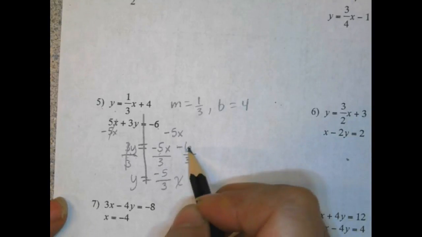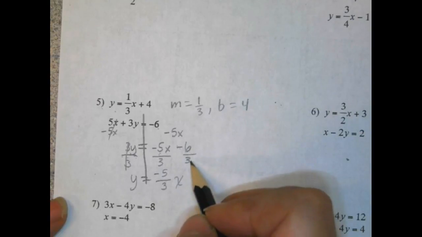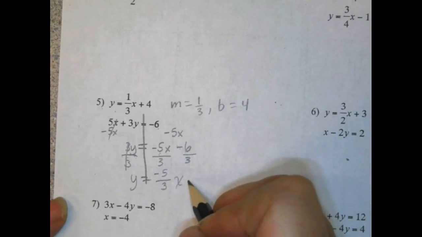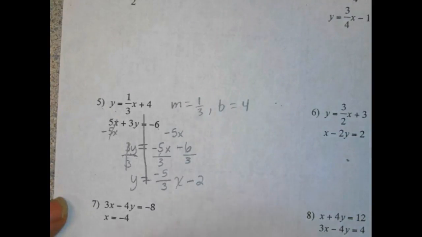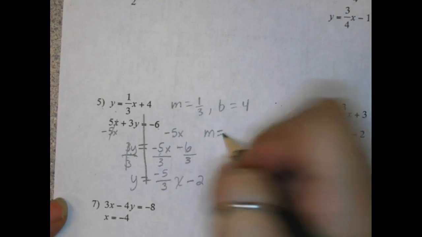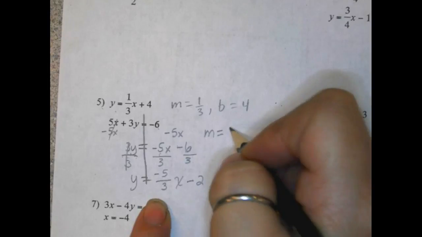Now I have a negative 6 divided by 3. I can divide that, right? A negative divided by a positive is what? What kind of number is it? It's a negative. 6 divided by 3 is 2. So now I can go up here and say that my m is what? What is it? Negative 5 over 3.